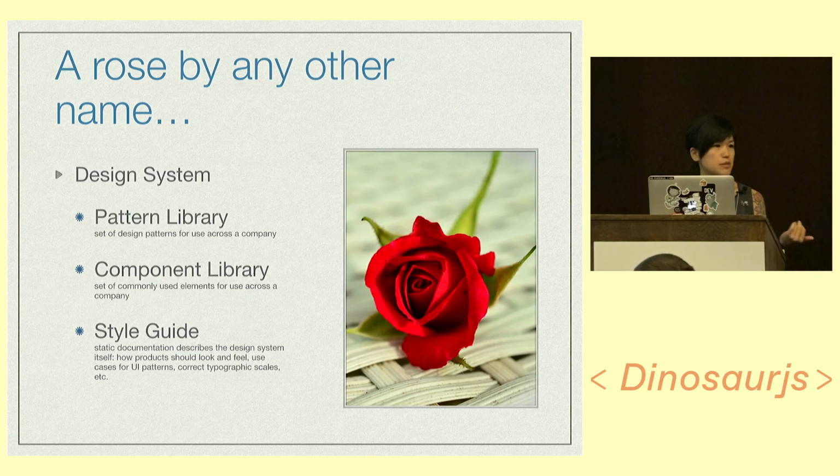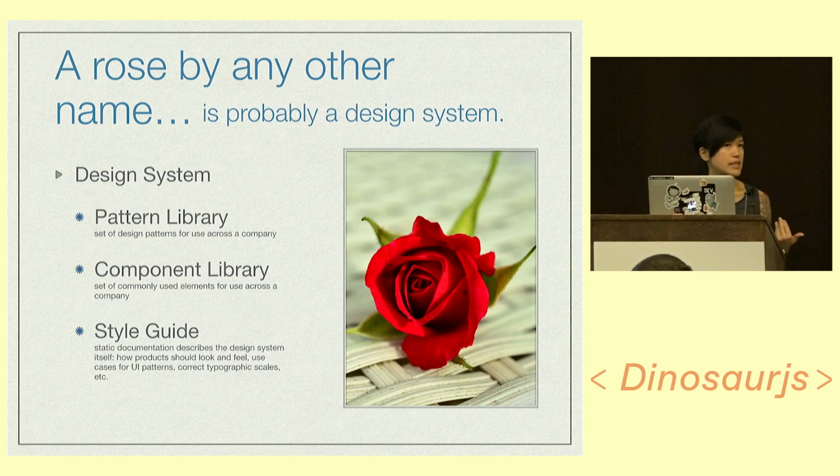So you may have heard the terms pattern library, component library, style guide, but a rose by any other name is probably just a design system. You don't really have to have every one of these components to make a design system, but in case you do, a pattern library tends to be a set of design patterns that are used across the company. A component library is a set of reusable components, again, to be used across the company. And then a style guide is some static documentation that describes some guidelines around the design system, things like typography and color usage.